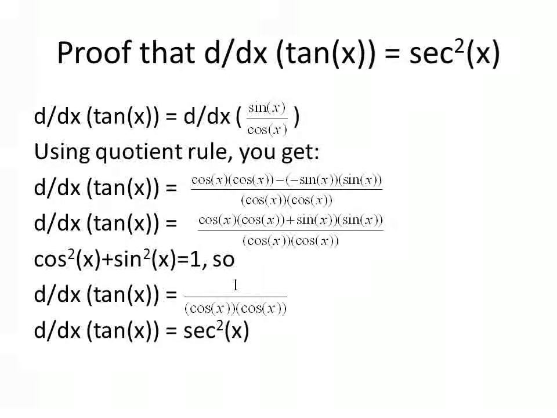And we know that cosine squared of x plus sine squared of x is equal to 1. So this makes the derivative of tangent of x equal to 1 over cosine squared of x. And 1 over cosine squared of x is equal to secant squared of x. So therefore the derivative of tangent of x is equal to secant squared of x.